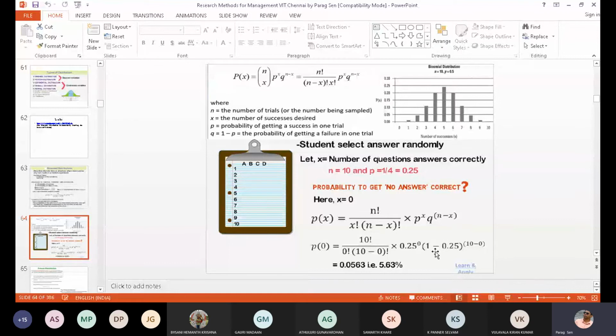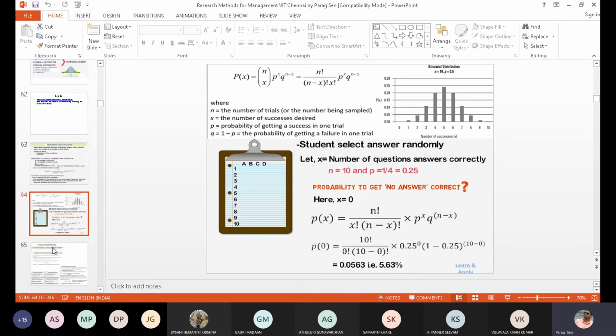Just like that, suppose for example x is equal to 2, the probability of getting two answers correct. How can you find it? You would simply take x is equal to 2. So instead of 0, you place 2 here, and you will get the values. Here you have got that the probability of no answer being correct is 5.63 percent. Suppose the probability of two answers being correct: in that case, you can put in the value of 2 and get the answer.